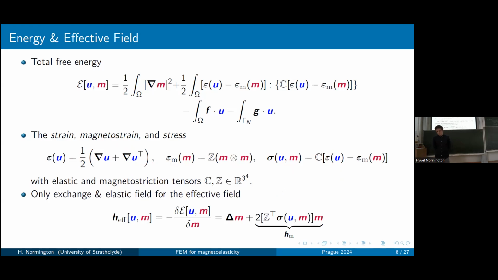As I mentioned, we've only got certain terms for the effective field, and this is simply the Laplacian, which comes from the Dirichlet energy up here, and also this much more complicated 2 times Z transpose times the stress multiplied by m. This is where most of your non-linearities come into play, and this is where the trouble begins.